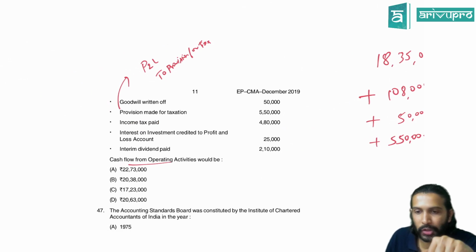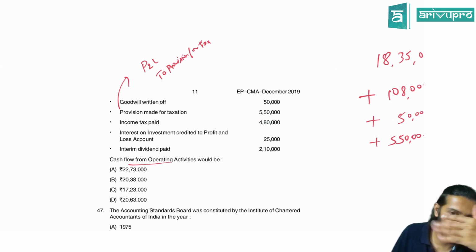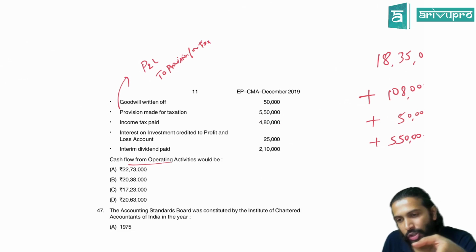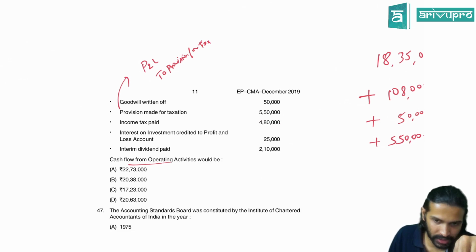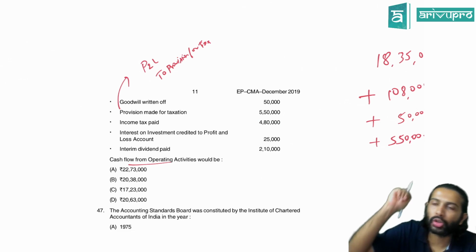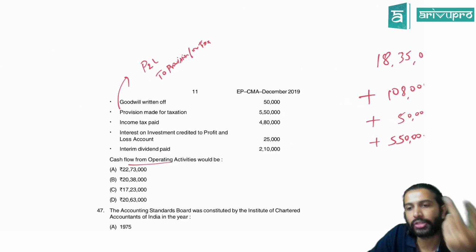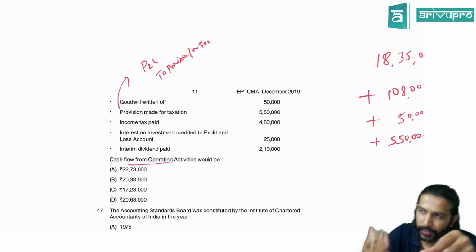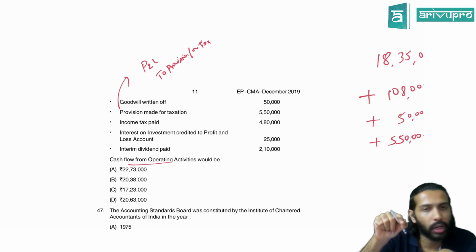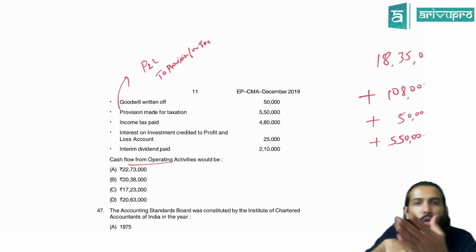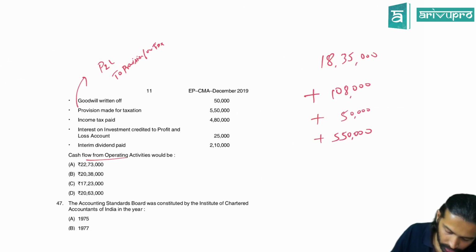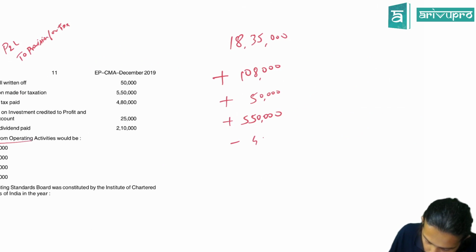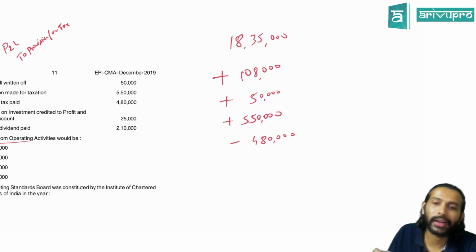Next, they give income tax paid. We are preparing the cash flow statement, so income tax paid is required for me. When you pay income tax, it is a cash outflow, and income tax paid is shown under operating activity only. When you pay income tax, cash goes out. And how do you denote outflows in a cash flow statement? If it is a cash inflow, you show it as a positive number. If it is a cash outflow, you denote it as a negative number. That means income tax paid, I have to deduct 4,80,000.